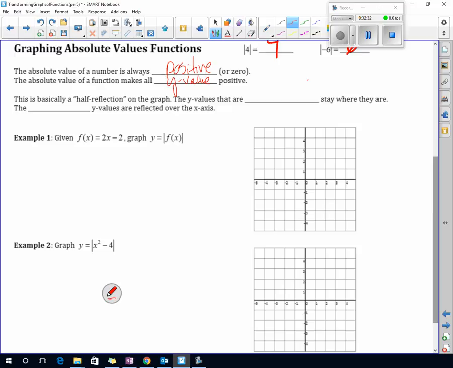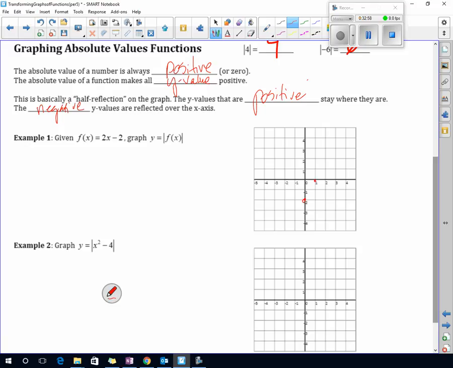So how would you graph this? Well, let's first graph the line 2x minus 2. So how do you graph 2x minus 2? You put a point on -2, and you go up 2 over 1, up 2 over 1, up 2 over 1. So there's my line. Everybody agree? This is my f of x.